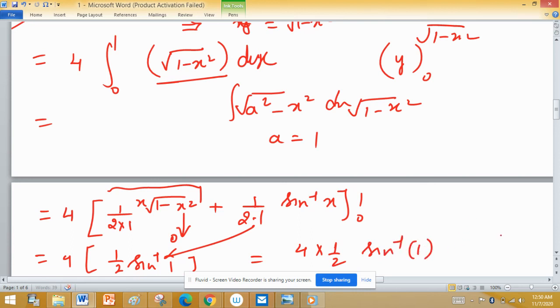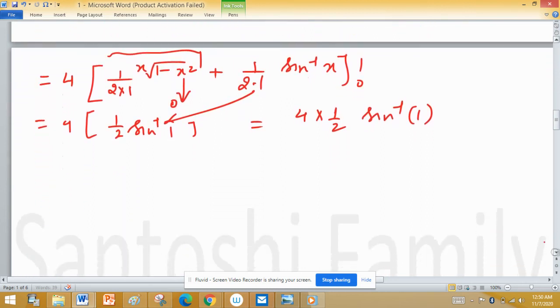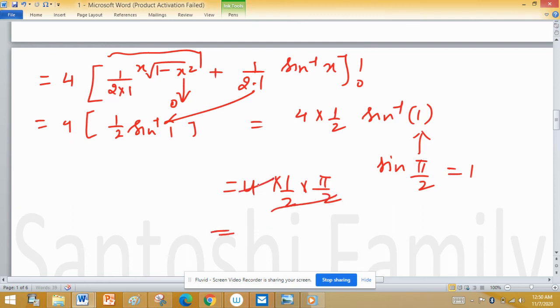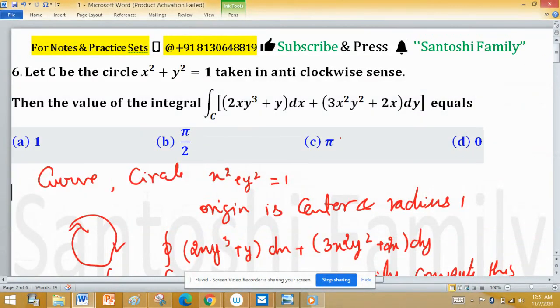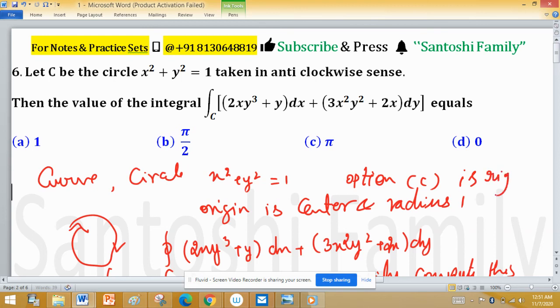Sine inverse 1 means the value of sine pi by 2 equal to 1. So I use here 4 into half, and it will be pi by 2. 2 into 2, 4 cancels out by 4. So the final answer is pi. So the correct option is option C. Option C is the right one.